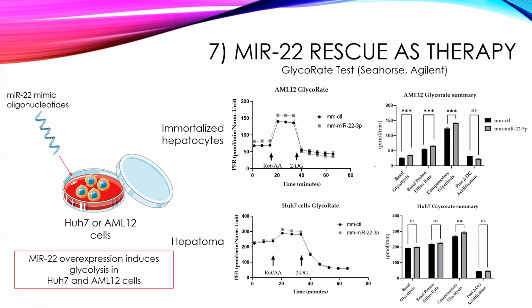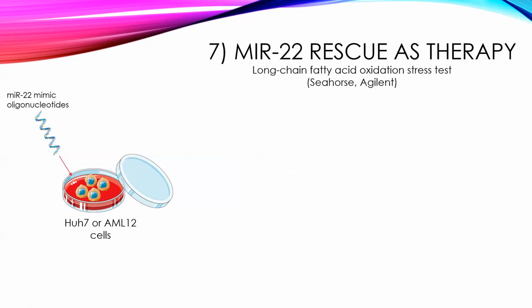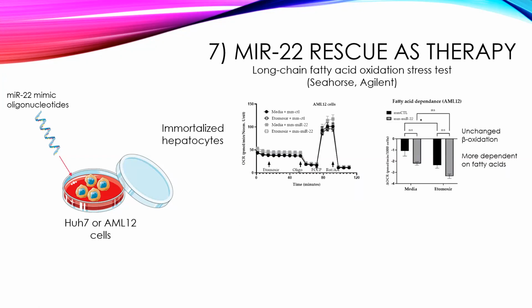And when we did the same analysis in hepatoma cells, we observed similar results, but that were not that strong, possibly because hepatoma cells already have a very high glycolytic level. So it seems that miR22 overexpression induces glycolysis in both tumoral and non-tumoral cells in vitro. And finally, we analyzed fatty acid metabolism through this long-chain fatty acid oxidation stress test, in which we measure the oxygen consumption with or without blocking lipid usage in the mitochondria, so with this etomoxir drug.